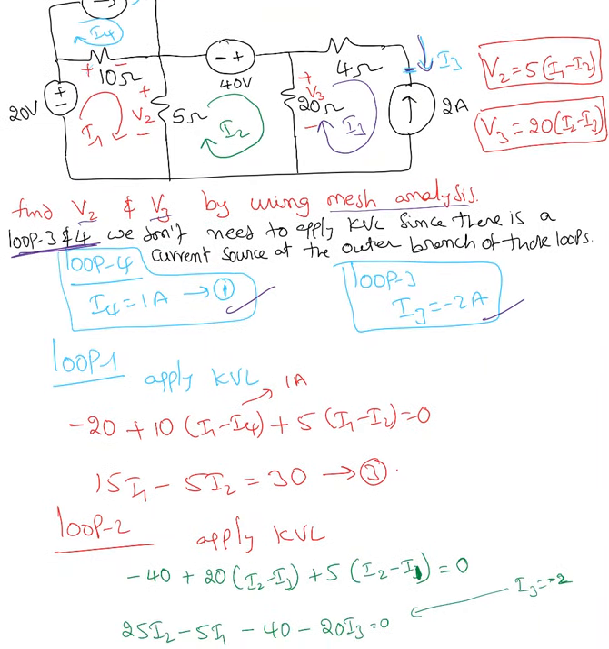Now loop 1 and loop 2, we need to apply KVL. Loop 1, apply KVL, minus 20 plus 10(I1 minus I4) plus 5(I1 minus I2). Okay, after simplifying it, I end up with 15 I1 minus 5 I2 equal to 30.